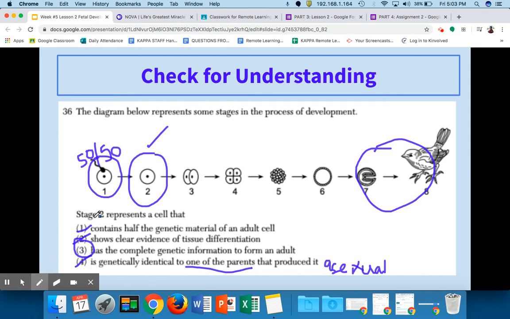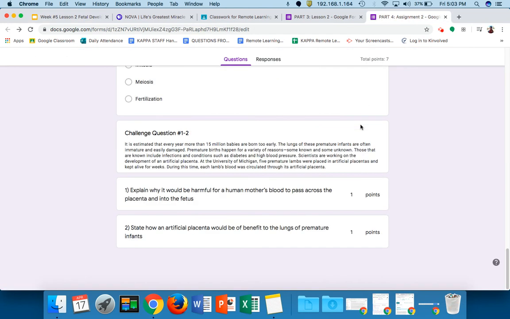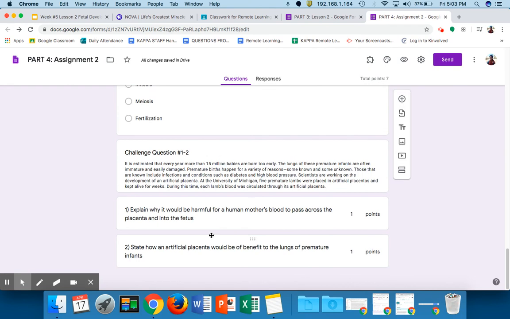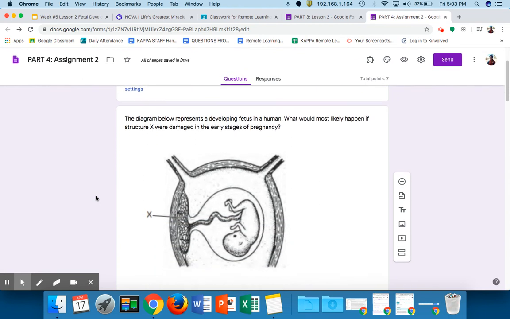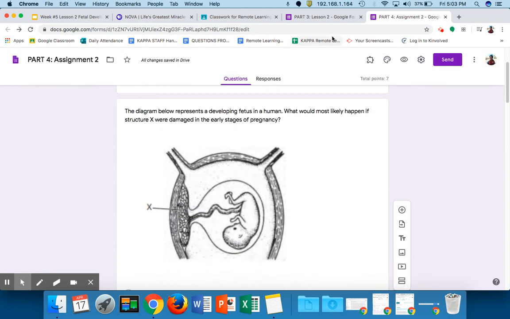Okay, you're now ready to head on over to assignment 2 for this week. Assignment 2 does have a challenge question at the end. These are optional. And there are some diagrams shown for what we talked about today.